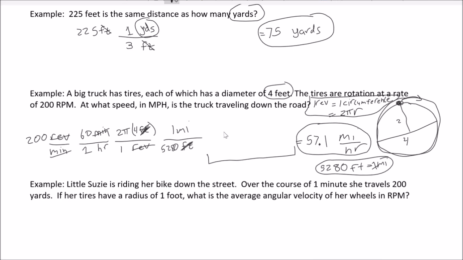So there's our answer. They asked at what speed in miles per hour is the truck traveling down the road. We now know it's 57.1 miles per hour. Let's do another one.